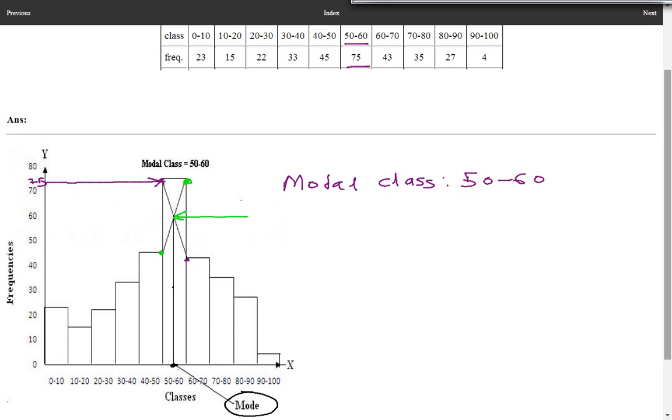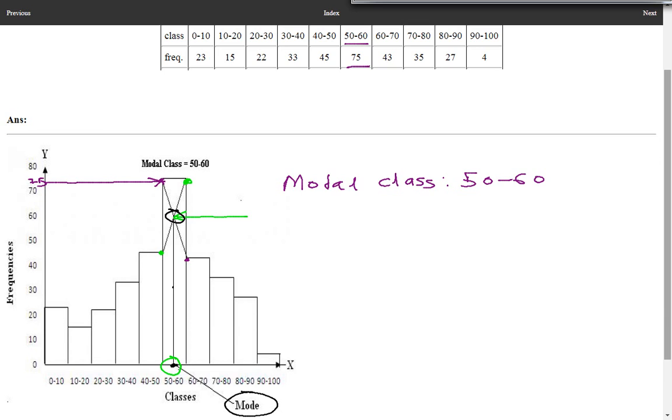I repeat the steps. In the first step, you have to draw the histogram. In the second step, identify the modal class. Draw these two lines. Drop a perpendicular line from this intersection point to the x-axis, and the point where this line meets the x-axis is the mode.